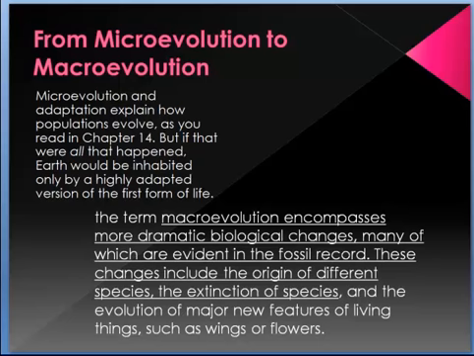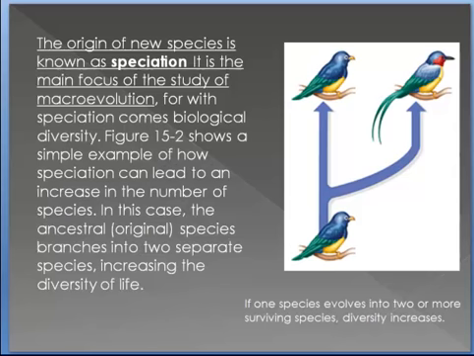What starts out as microevolution can be magnified into macroevolution. Macroevolution and adaptation explain how populations evolve. The term macroevolution encompasses a more dramatic biological change, many of which are evident in the fossil record. These changes include the origin of different species, the extinction of species, and the evolution of new major features of living things. So the origin of new species is called speciation, and it is the main focus and study of macroevolution.